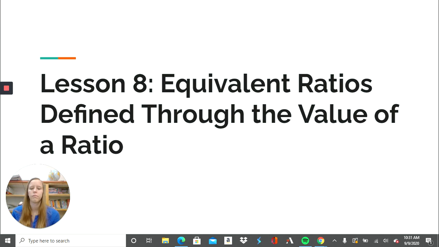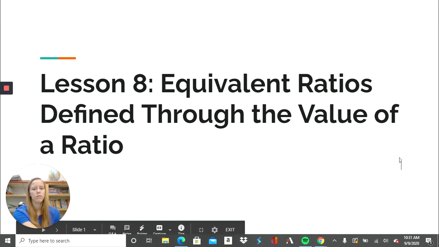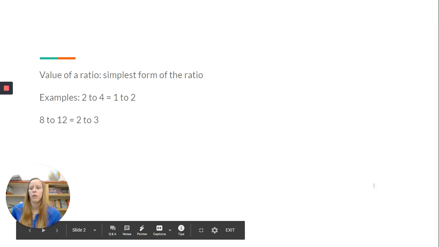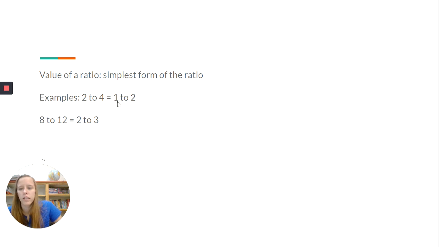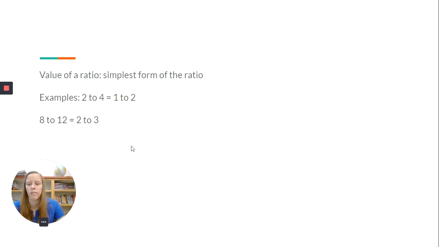So, what is the value of a ratio? Basically, it just means the simplest form of the ratio. So think about a fraction. When you simplify fractions, that's basically what we're doing here. So we looked at 2 to 4 is the same as 1 to 2, and 8 to 12 simplifies the value of the ratio to 2 to 3.